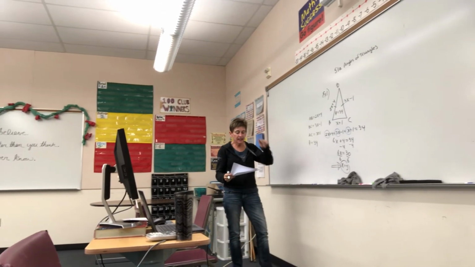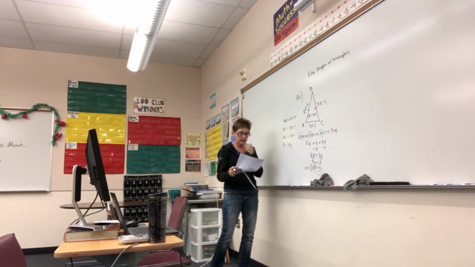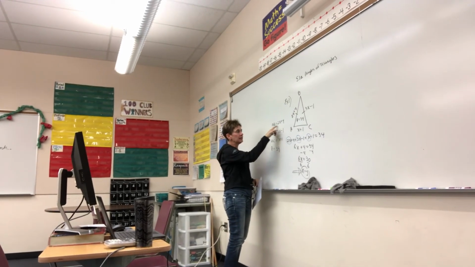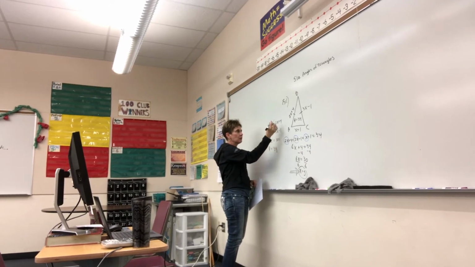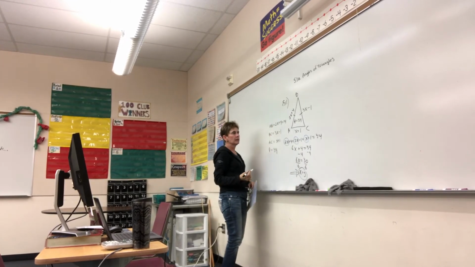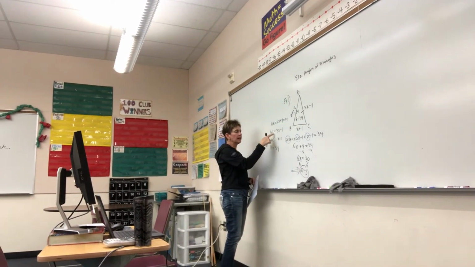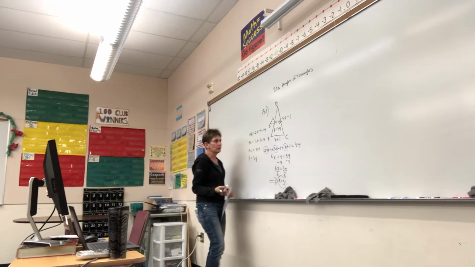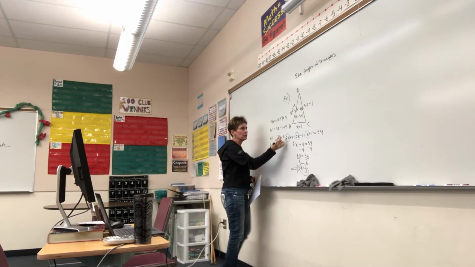Now, the question said, what are the measures of the legs of the isosceles triangle? So we need to know all three sides. If x is 5, to find the length of AB, I can take 2 times 5, which is 10, plus 4 more, and get 14. So this side length is 14. For BC, I can take 3 times 5, which is 15, minus 1, and also get 14. So this side here is also 14. And for the third side, it's x plus 1, so 5 plus 1 would be 6.